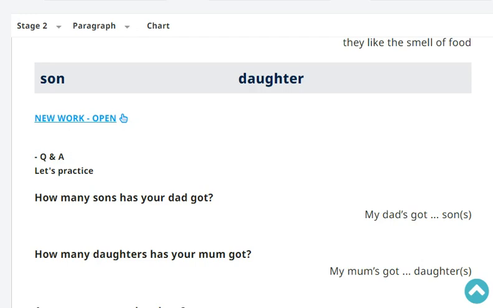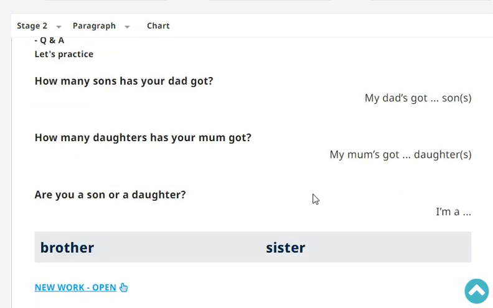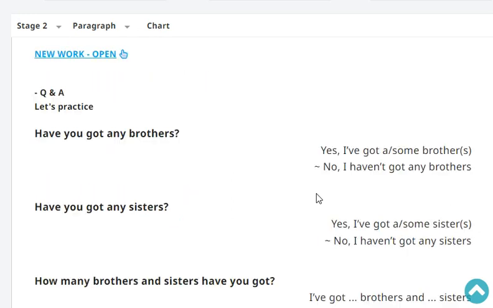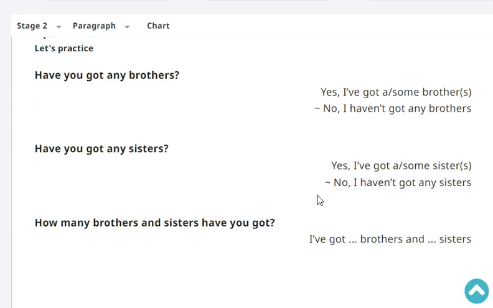How many daughters has your mom got? My mom's got two daughters. Very good. Are you a son or a daughter? I'm a daughter. Very good. Have you got any brothers? Yes or no? No, I haven't got any brothers. Have you got any sisters? Yes or no? Yes, I've got a sister. Very good.